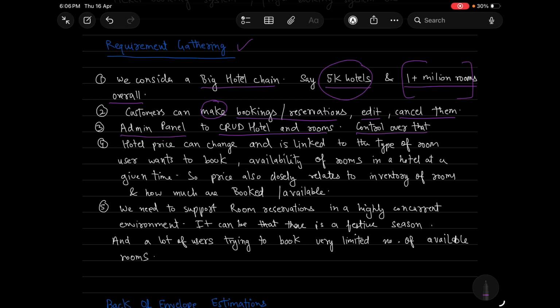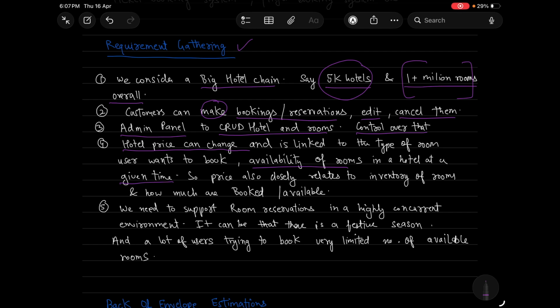Hotel price can change and is linked to the type of room the user wants to book, and the availability of rooms in a hotel at a given time. And this is how actual systems behave as well, based on the availability of specific types of rooms in specific types of hotels. The price keeps on dynamically changing. If the availability is less, it's becoming quite popular on those certain dates, so price shoots up a bit. If it's not that hot dates or active dates, then the price is the usual price. This is what is mentioned as linked to the type of room the user wants to book, and availability of rooms in a hotel at a given time.